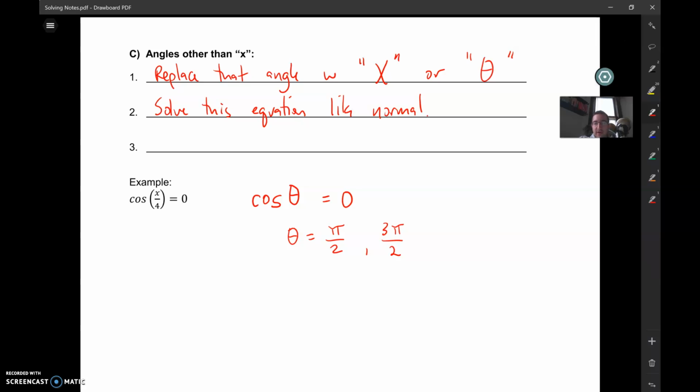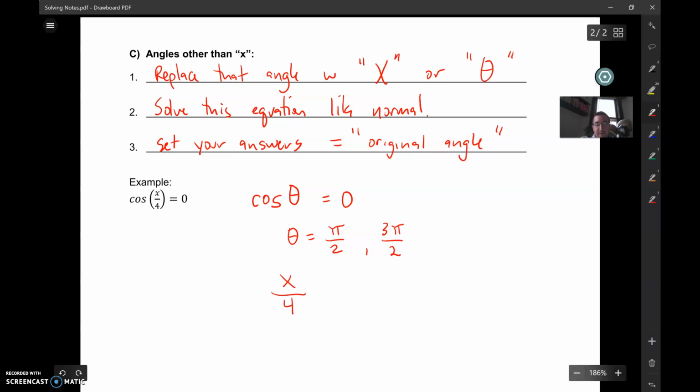But wait, we're not done, because we just solved cosine of theta equals 0. We didn't solve cosine of x divided by 4 equals 0. So it's a simple fix. The last step is set your answers that we just found equal to the original angle. So for example, I'm going to say x divided by 4 is equal to pi over 2 and 3 pi over 2. So I'm just going to put them next to each other, but you get the idea.